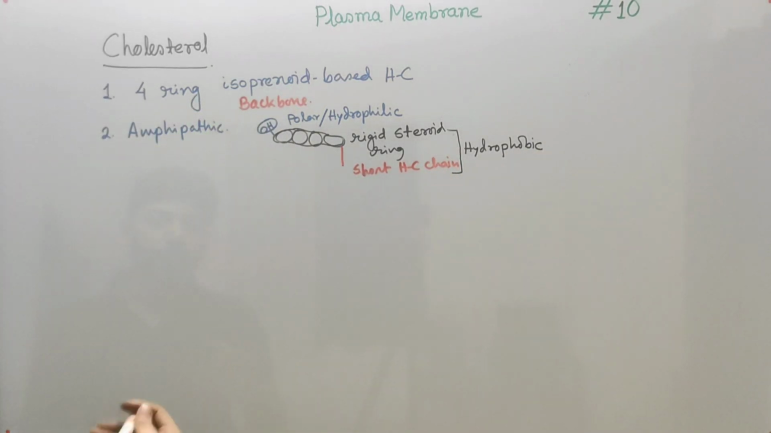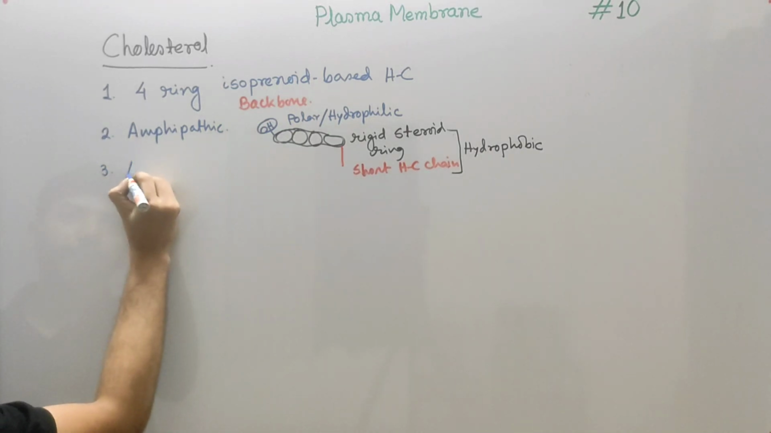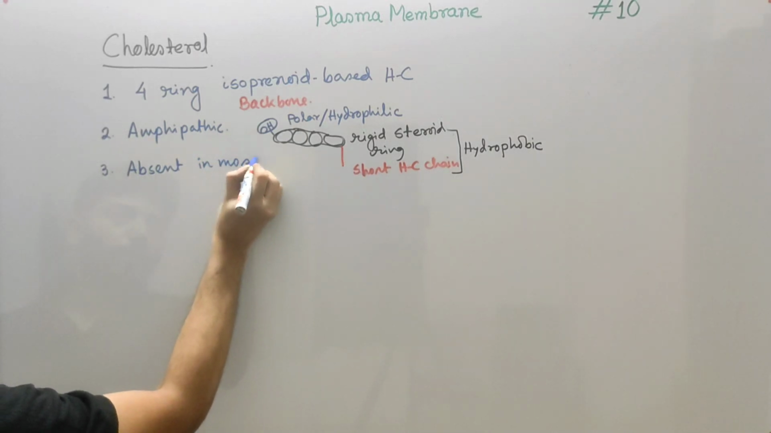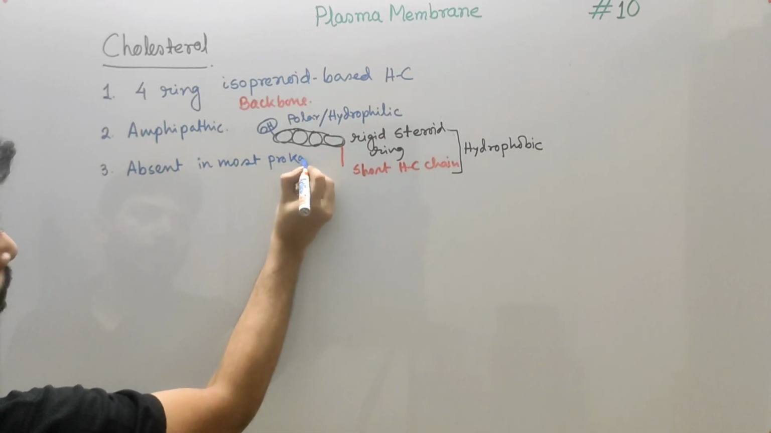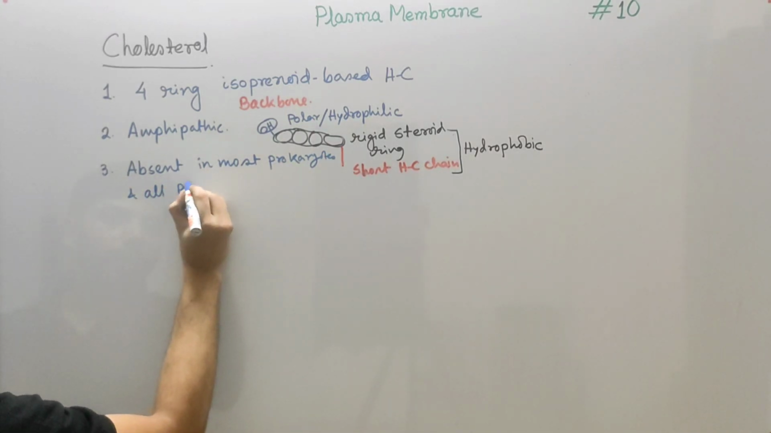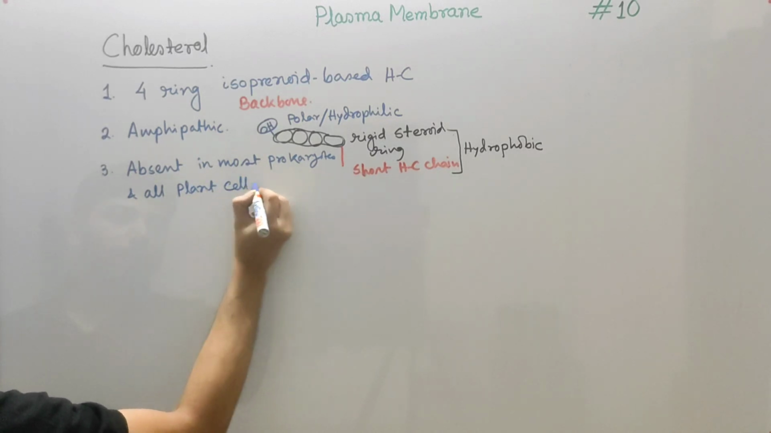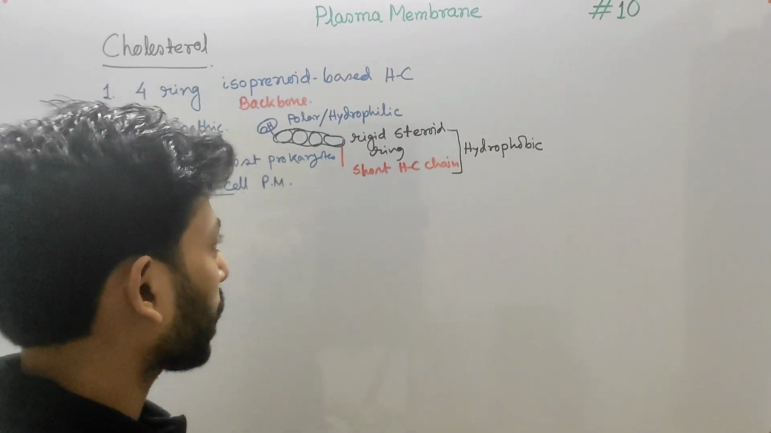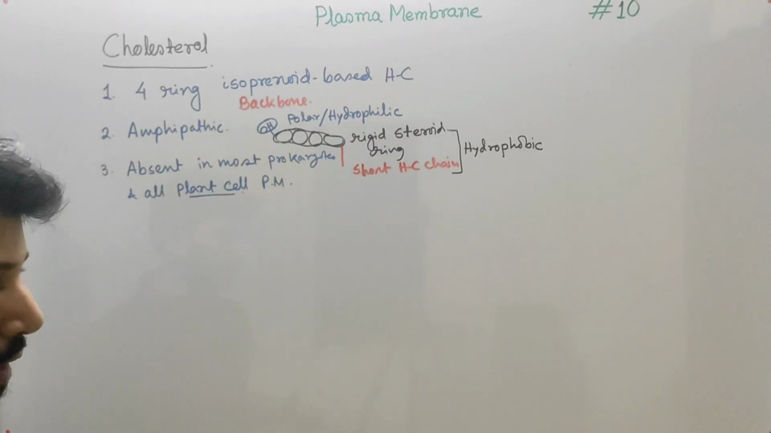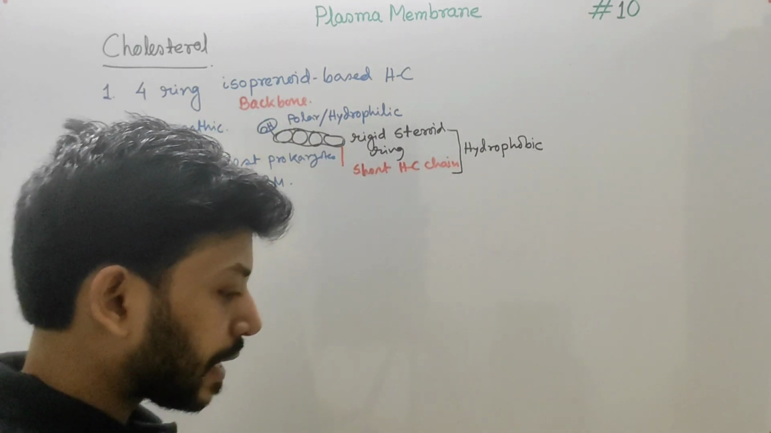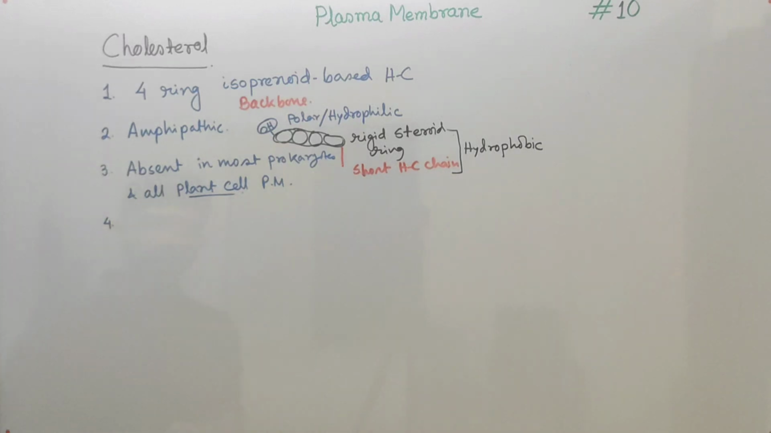Now the third point we can remember about cholesterol is that cholesterol is absent in most prokaryotes and absent in all plant cell plasma membranes. Remember this, in all plant cell plasma membranes cholesterol is not present, and in many prokaryotes it is absent. Another point we can remember about cholesterol is that this cholesterol is actually evenly distributed. This is an important point, remember this.